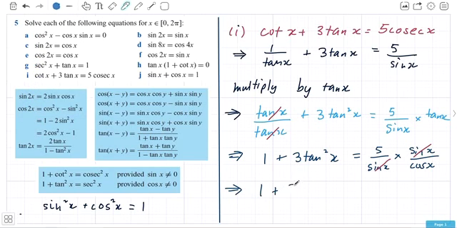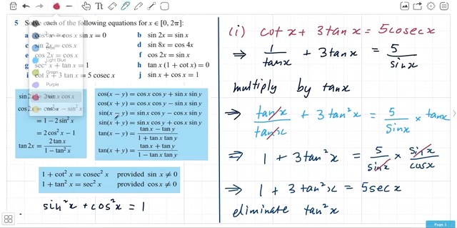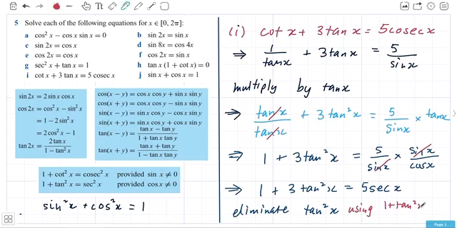So we've got 1 plus 3 tan squared x equals, this is going to be 5 over cos, and remember that being over cos is sec, so this would be 5 sec x, like that. You can see we're kind of close to where you'd want to be. What I can do here is at least eliminate tan squared x by using this identity here. Okay, so it's always a good idea to just say what you're going to use, using 1 plus tan squared x equals sec squared x, like that.